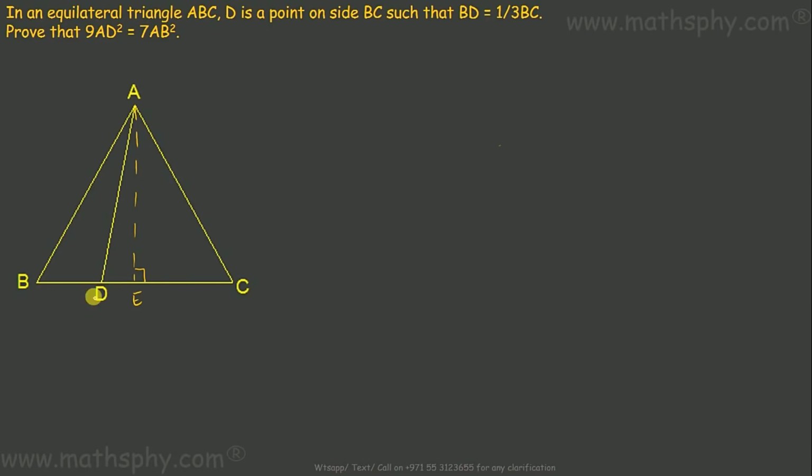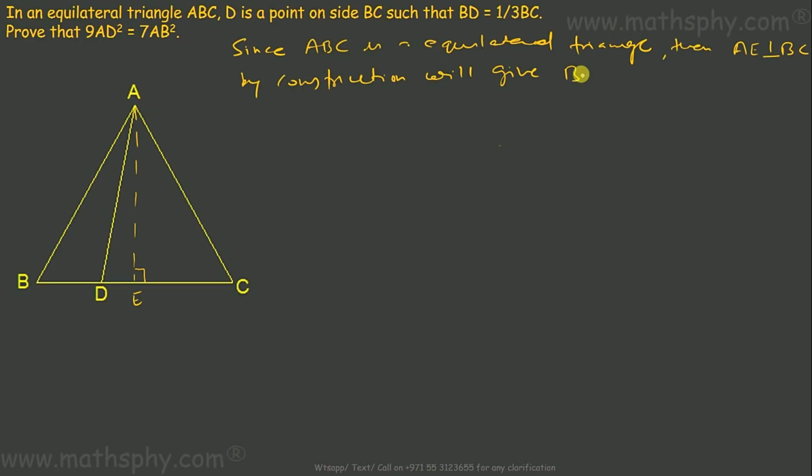perpendicular bisector for BC. Means BE would be equal to EC. I'll write here, since ABC is an equilateral triangle, then AE perpendicular to BC by construction will give BE equals EC. Okay, we already have BD equals 1/3 of BC.